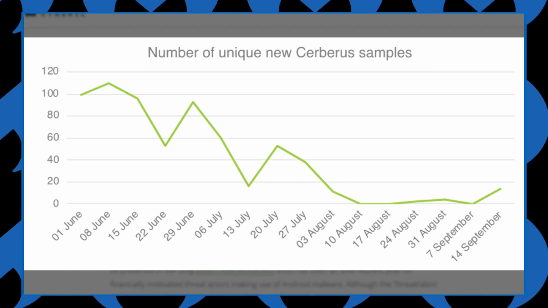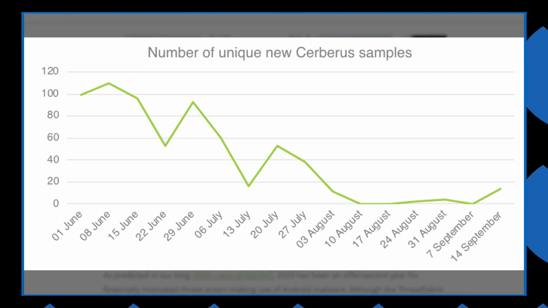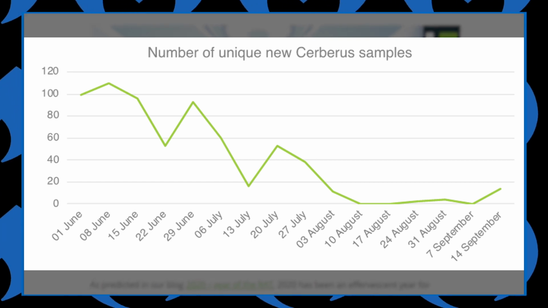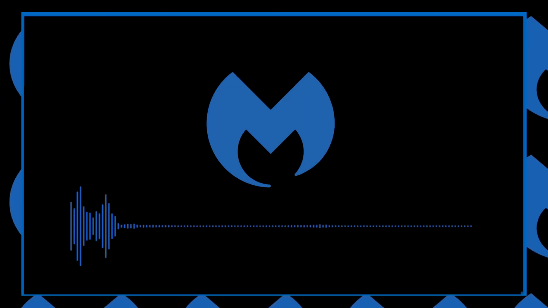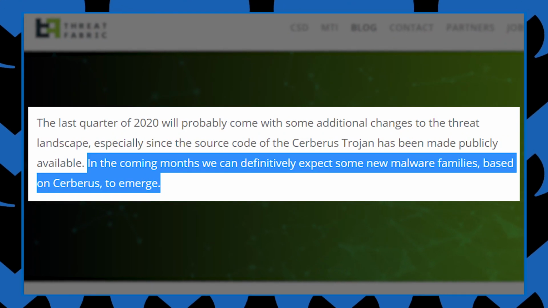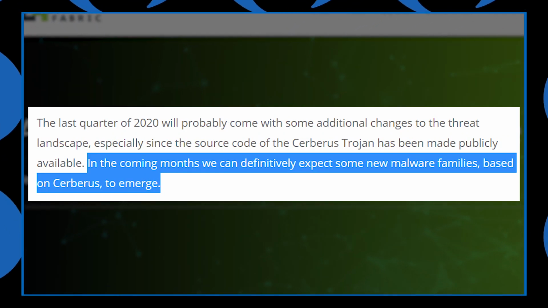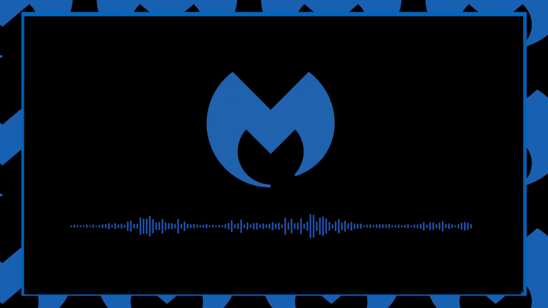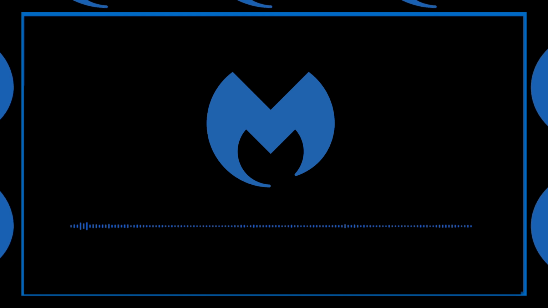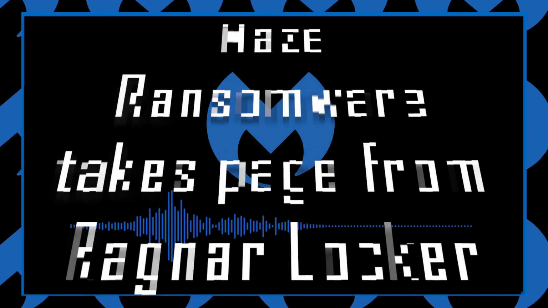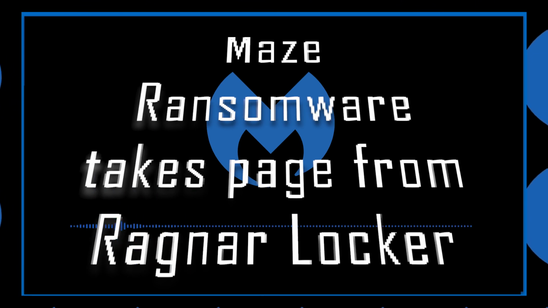Earlier in the year, the group behind the Cerberus Android banking Trojan decided to shut down operations and release the source code of their malware. Researchers believe that the Cerberus developers also developed Alien. Regardless, Threat Fabric believe that more actors will create their own malware using the released source code from Cerberus. So long story short, we're likely going to see more Cerberus clones during the rest of 2020 and probably into 2021.